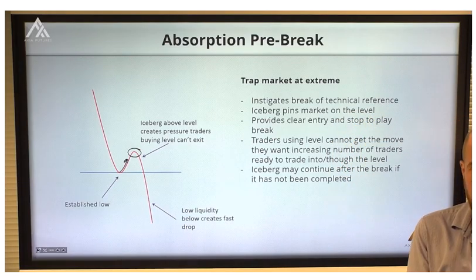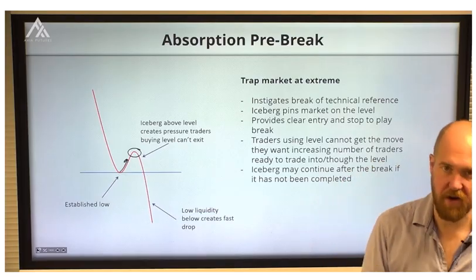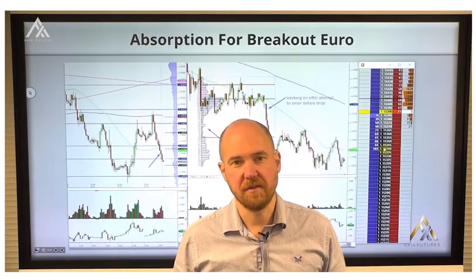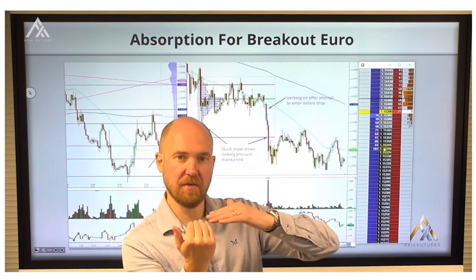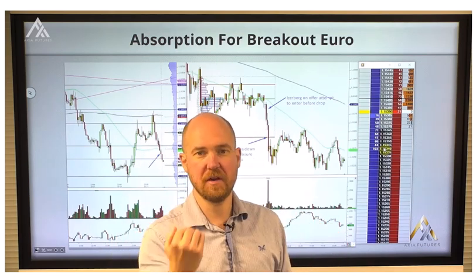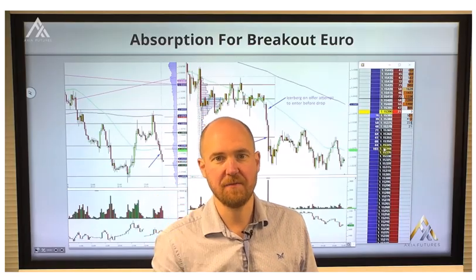This is an example in the euro. We're going to look at the way that the market absorbs the buying action and then drives it down. Let's go and have a look at this example in the euro then. What we're going to see here, as I talked through, is the idea that once we've hit the low, we're going to bounce off the low, and this is where you're looking for that absorption to come in, to basically pin the market on the low, ready for the breakout.